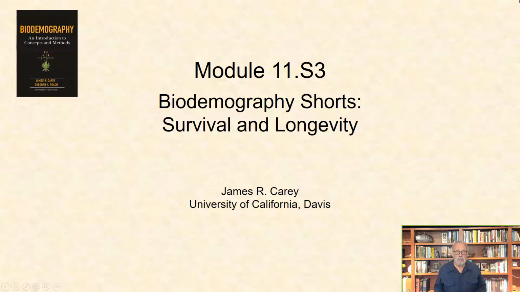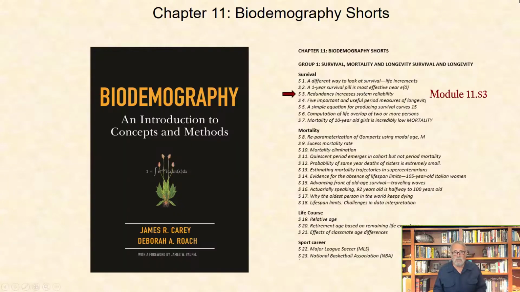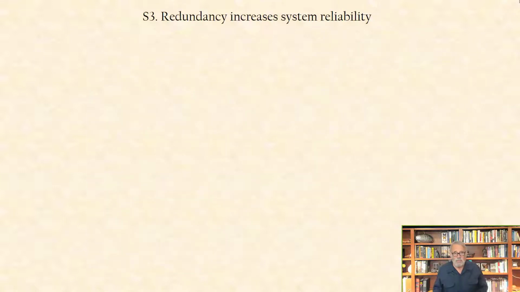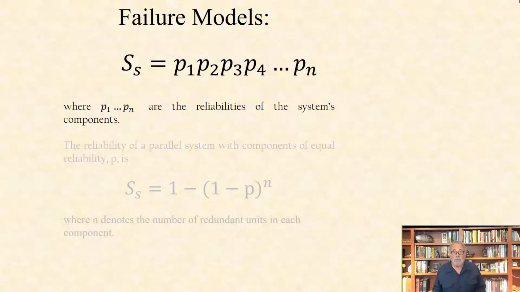In this biodemographic short, I show that redundancy increases systems reliability. Reliability theory from engineering can be applied to failure associated with demographic aging in living organisms. The reliability of a system in series, denoted SS, with independent failure events of the components, is the product of the reliabilities of the components, where P1 to Pn are the reliabilities of the system's components.